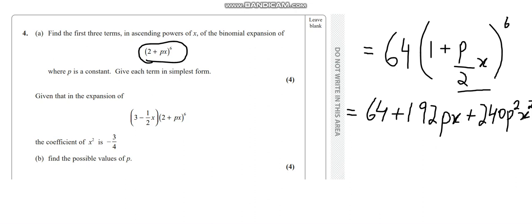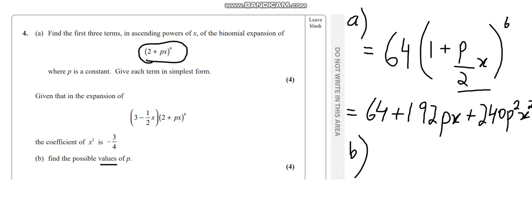Moving on to the B part. The B part states that given that in the expansion of 3 minus half into x into 2 plus px whole square 6, the coefficient of x square is minus 3 upon 4. The P part asks us to find the possible values of P, and when they say the possible values of P, it means that there will be two, or you can say more than one value of P. So just remember that.